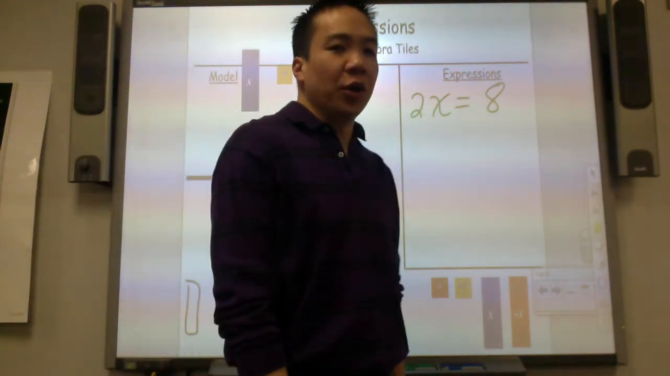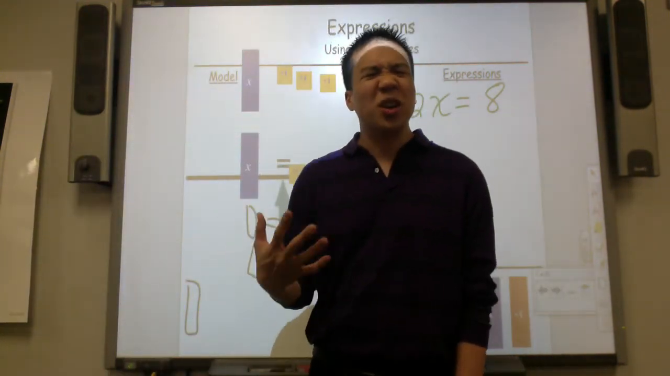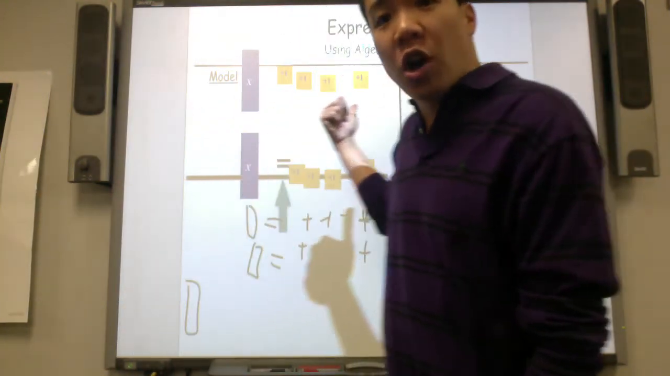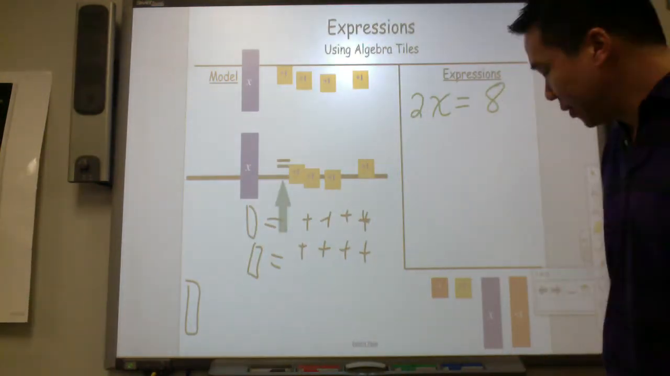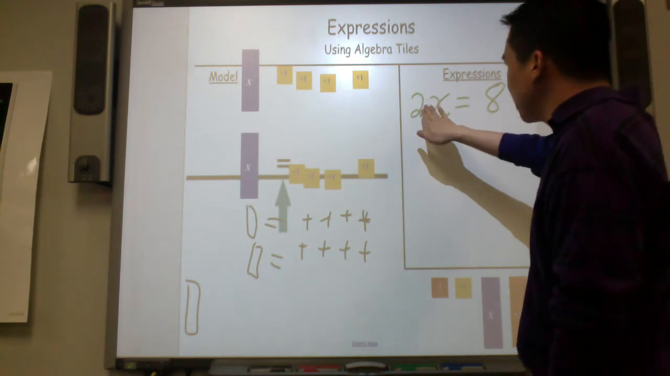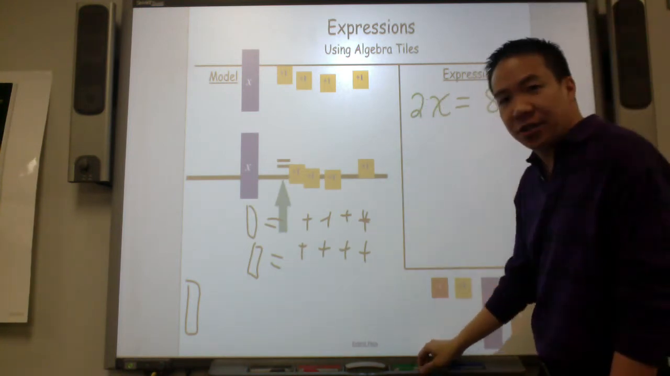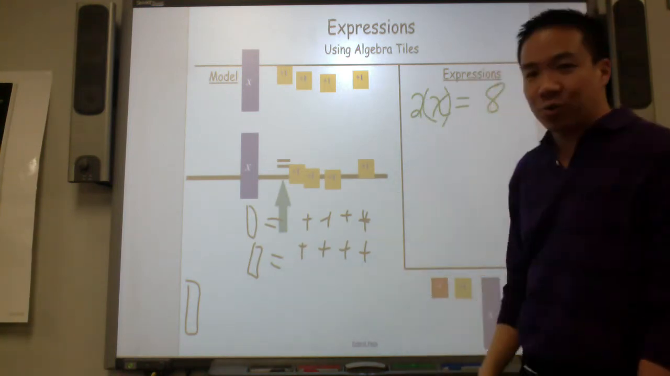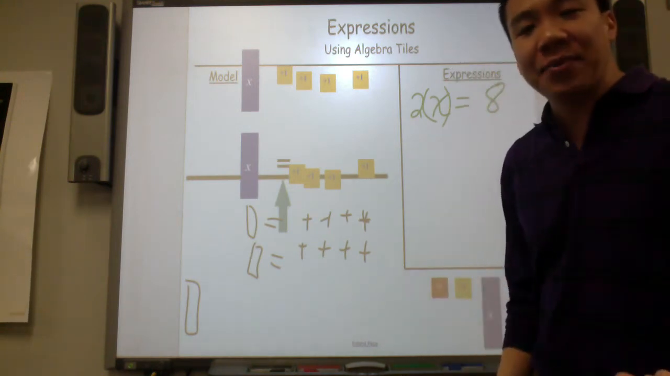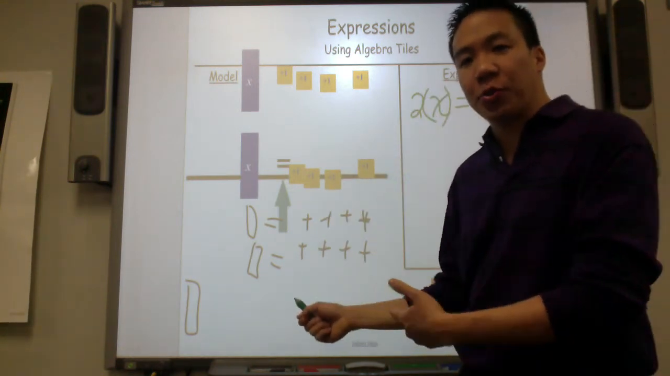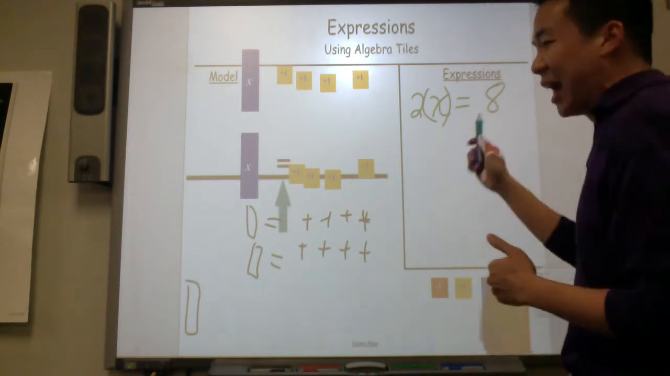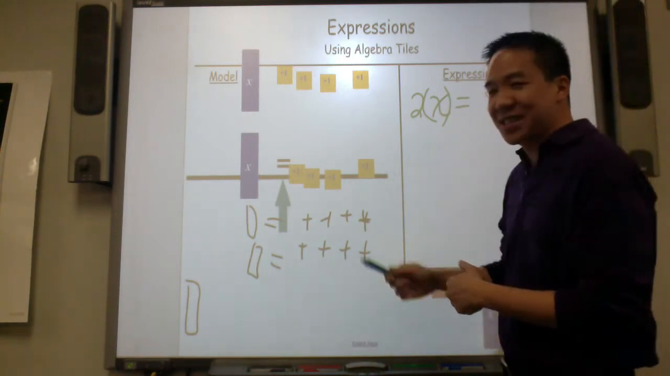What if you do not want to use algebra tiles? What if you don't want to draw it? Could you solve this through an algorithm? We know this means 2 times x. Some kids need to draw parentheses around it because 2x is the same thing as saying 2 times the variable x is equal to 8.